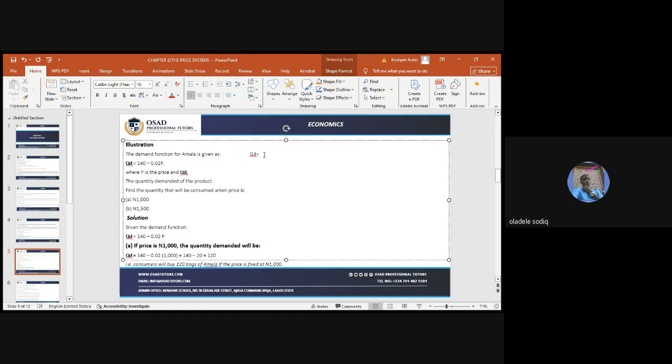So the question is that we are given this as the demand function: QD equals 140 minus 0.02P. The question now says we should find the quantity that will be demanded if the price is 1,000 naira. For you to do this, it is very simple. You will say QD equals 140 minus 0.02 times P. Then what is our P? It is 1,000 naira.